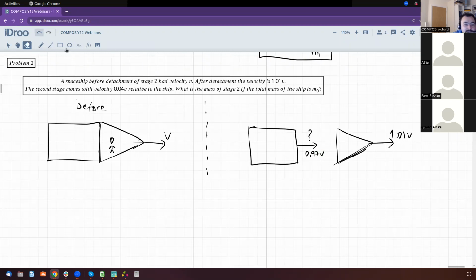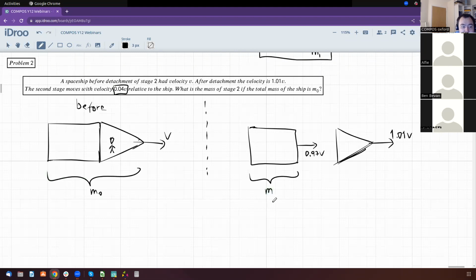Because the relative velocity is 0.04. Therefore, it is traveling at 0.97 v, and this is traveling at 1.01 v. So the relative velocity is 0.04, which is correct. Cool. Now the total mass of the ship is m0, and they're asking for the mass of stage 2, and we'll call this m3. Yeah, because technically it is stage 3.